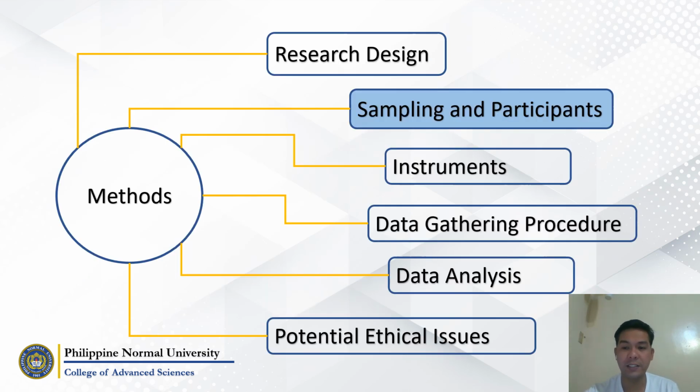So previously we discussed the different kinds of research designs and also the types of research designs under experimental, survey, and correlational. At this point in time, we are going to discuss sampling and participants, and we are also going to tackle topics on reliability and validity.